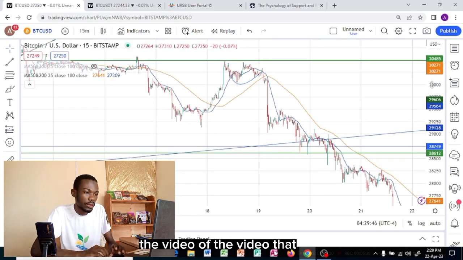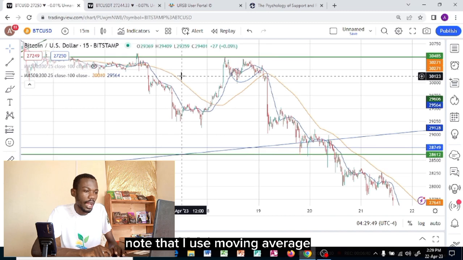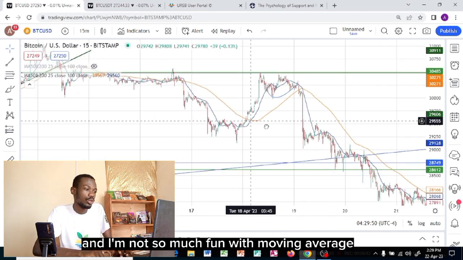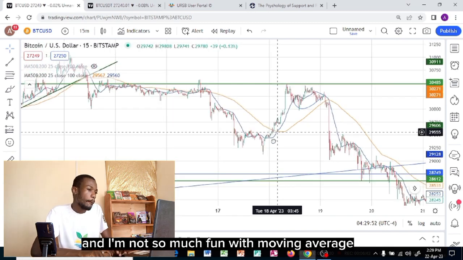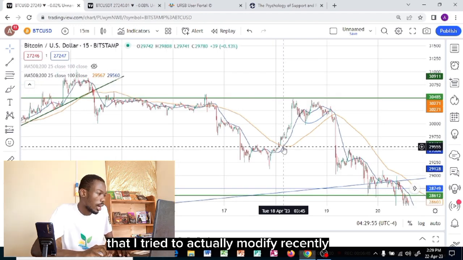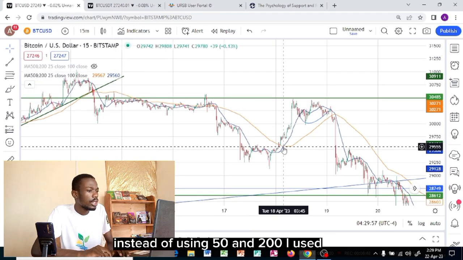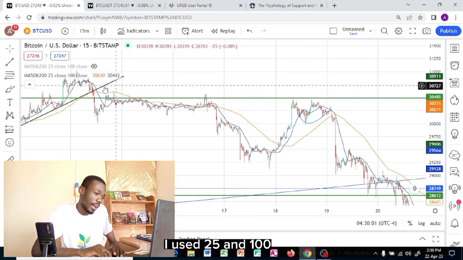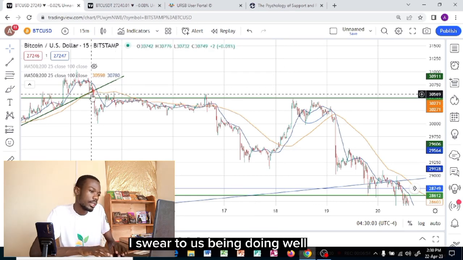As I told you at the beginning of the video, it's not that I use moving average every time, and I'm not so much a fan of the moving average. But this moving average that I actually modified recently, where instead of using 50 and 200, I used 25 and 100, I saw it has been doing well.